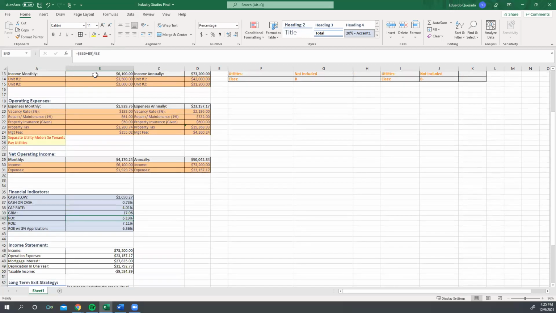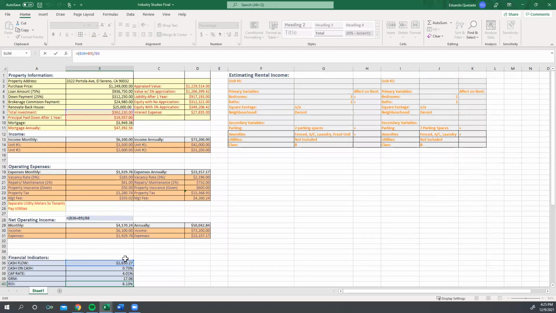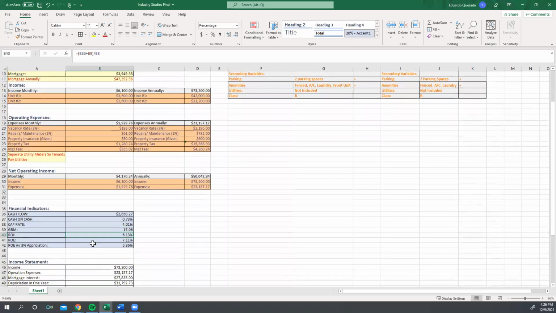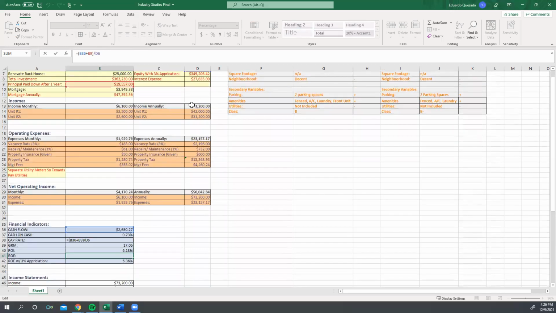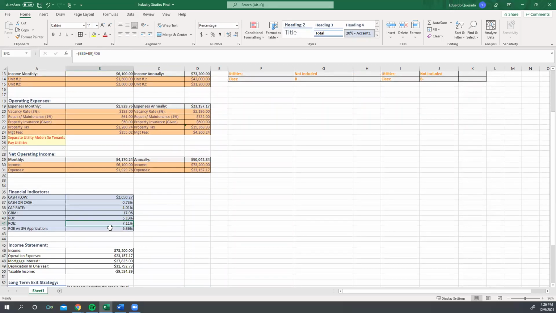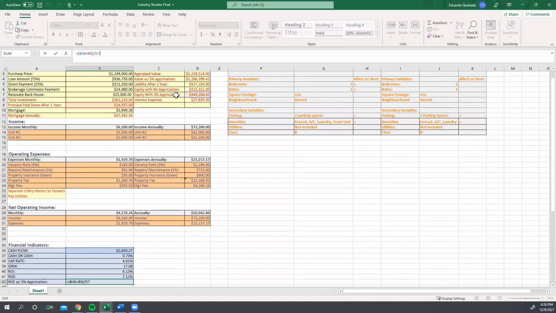From there, it's going to be our ROI, which does get a little bit more technical, but it's just going to be taking our cash flow, adding on the principal that we paid down after 1 year, and dividing it by our initial investment. ROE is pretty similar to that, except that the denominator is going to be a different value. Instead of taking our initial investment, we're going to be dividing by our equity with no appreciation. That's going to give us a value of 7.11%. And then ROE with 3% appreciation has the exact same values, except that the denominator is going to be equity with 3% appreciation, given here.